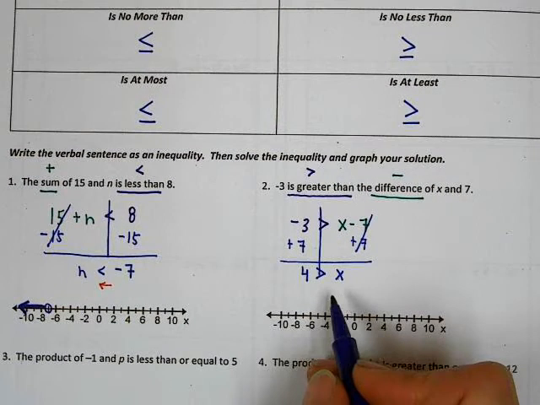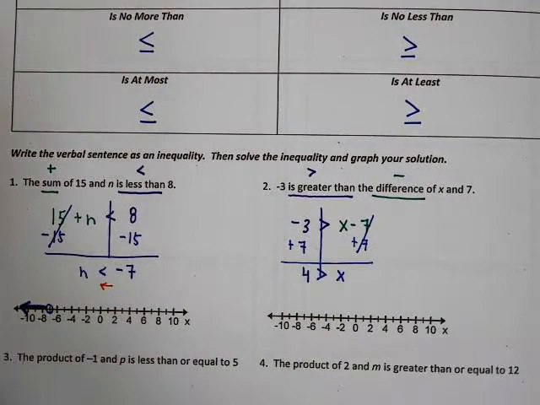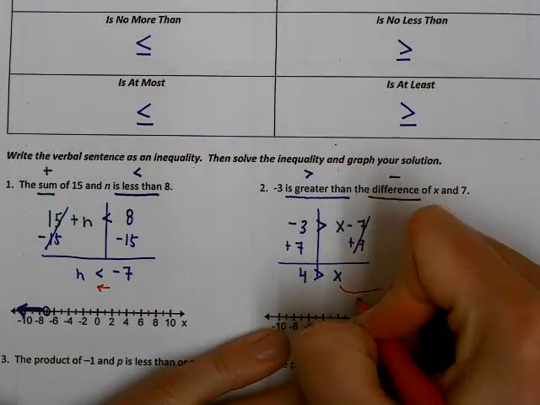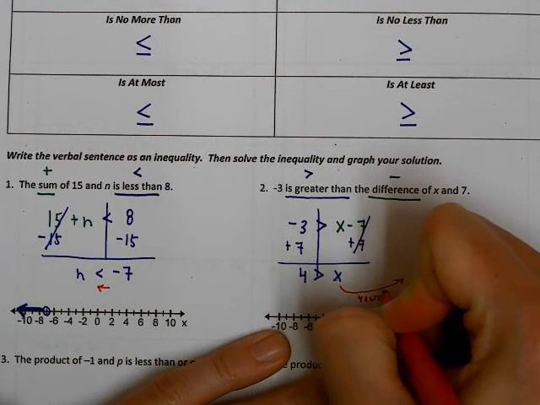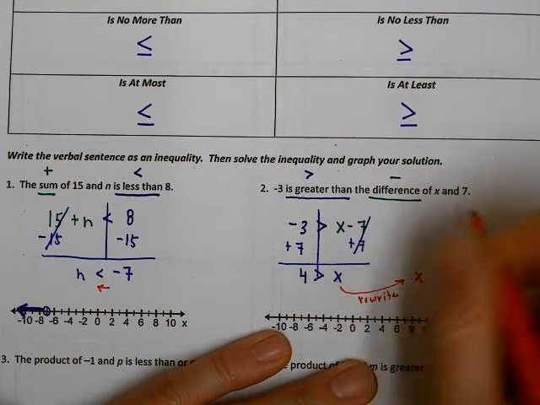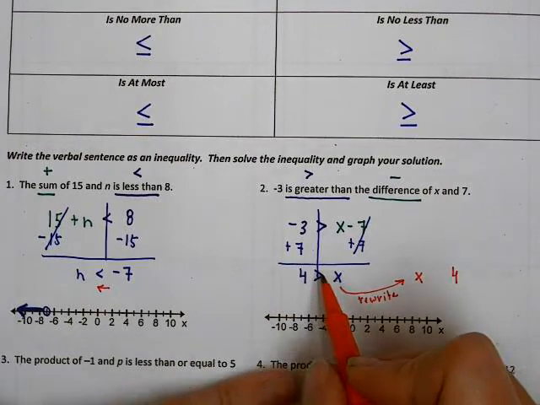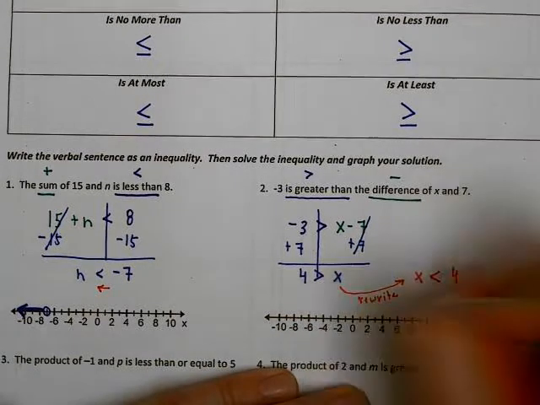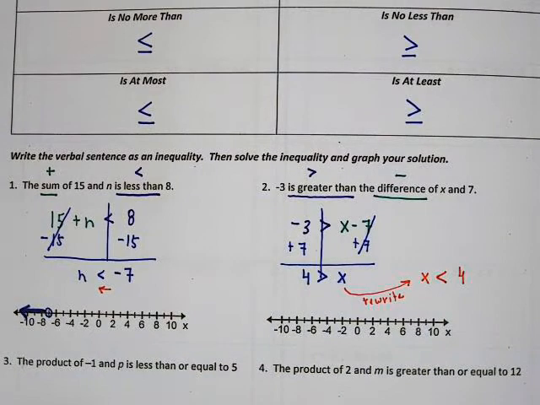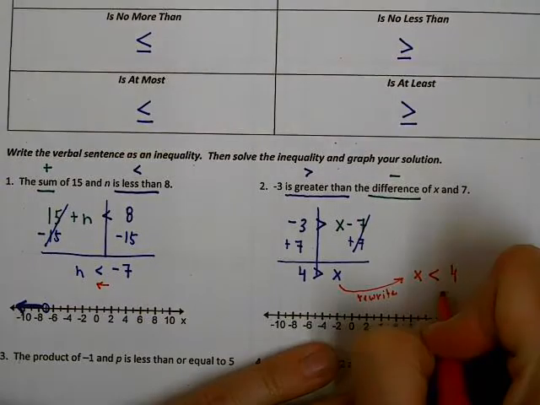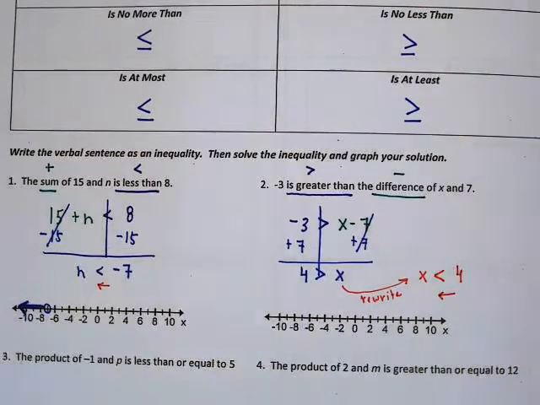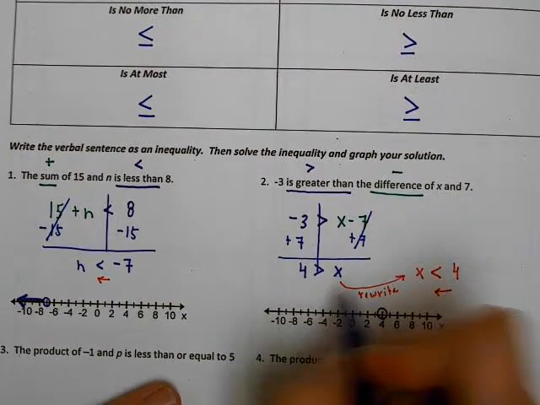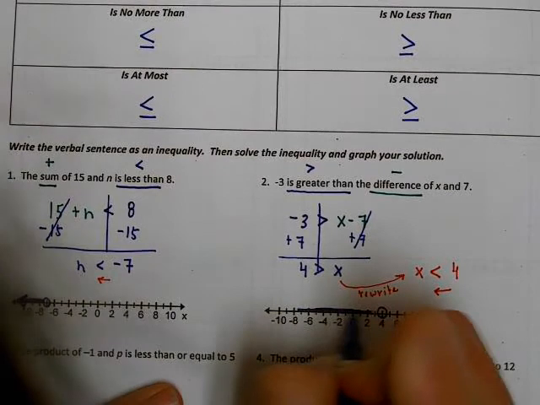Now, before I graph this, I'm going to rewrite it because I want the variable first, and then the number. Now, the pointy end was pointing to the x, so when I rewrite it, it has to look the same. So now my inequality is x is less than 4, and my arrow is telling me to point to the left. I have an open circle at positive 4, and I'm shading left.